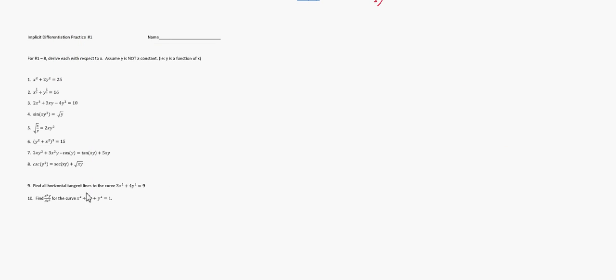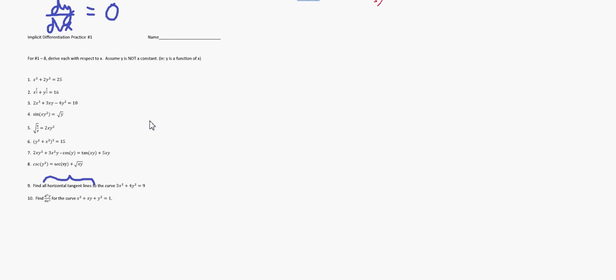Find all horizontal tangent lines to the curve 3x squared plus 4y squared is 9. Now, when you see all horizontal tangent lines, what they're telling you is that they want the tangent lines to be horizontal. That's no big secret there, which means the tangent lines are going to have a slope of 0, and the slope of the tangent line is the same thing as dy/dx. They're really asking you, find out where dy/dx is 0 as the first part, and then create a line that has a slope of 0 through that point on this curve.